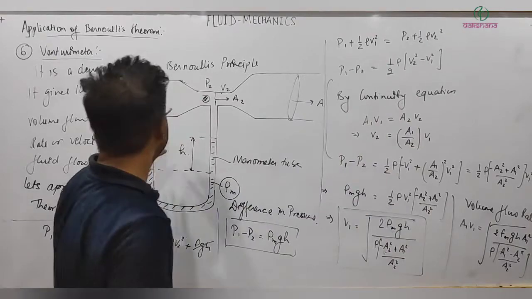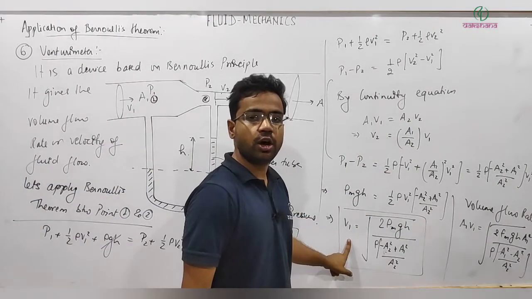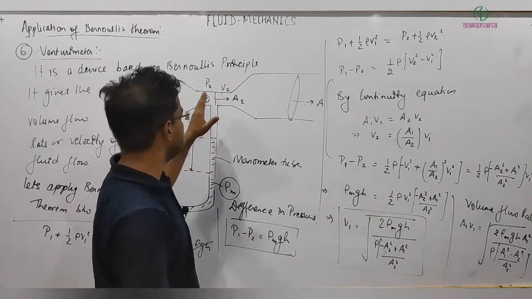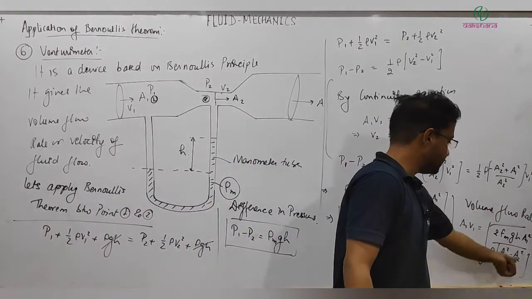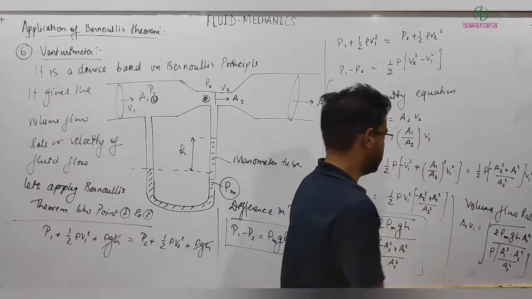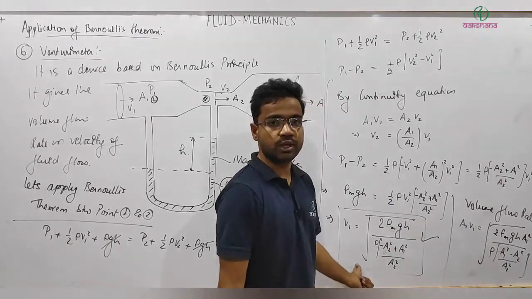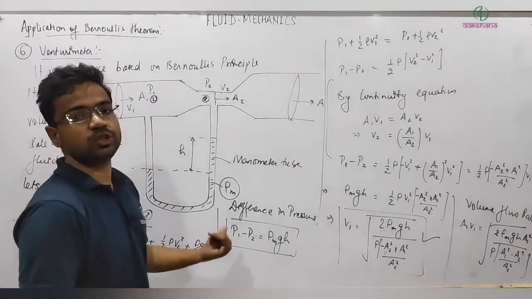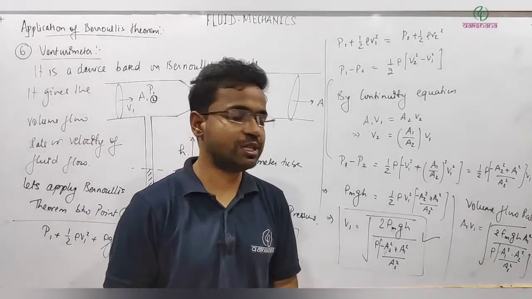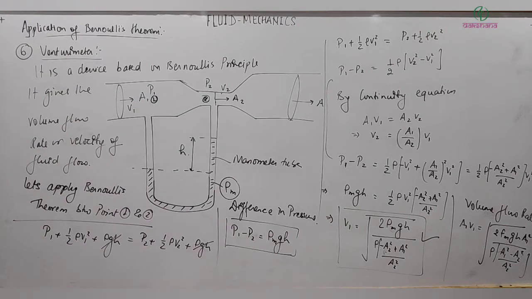So you can see with the help of this setup, we can actually get the velocity of fluid flow at this point, and we can get velocity at this point also, and the volume flow rate can also be calculated with this. You need to remember this formula, and you can also derive it easily. This is also an important formula, and this is all about the Venturimeter, an application of Bernoulli's principle. Let's see more applications of it.